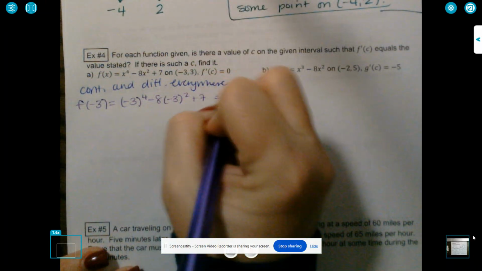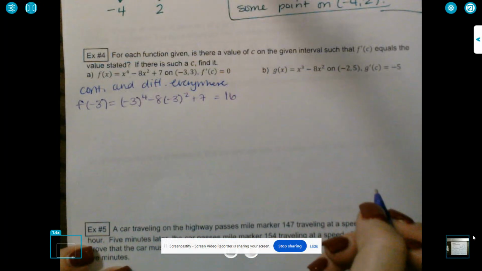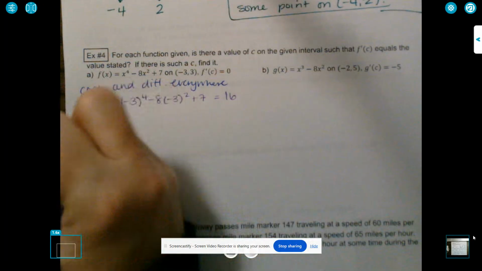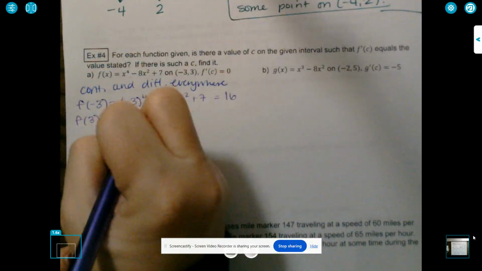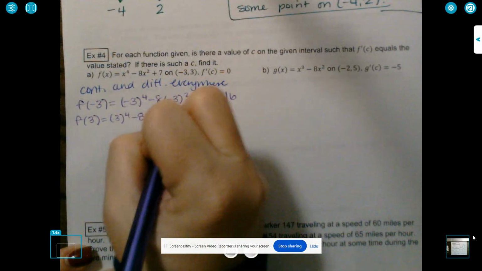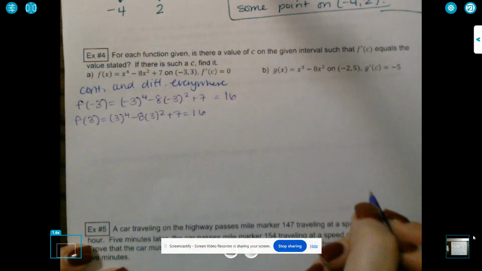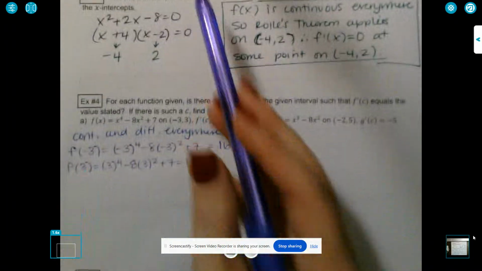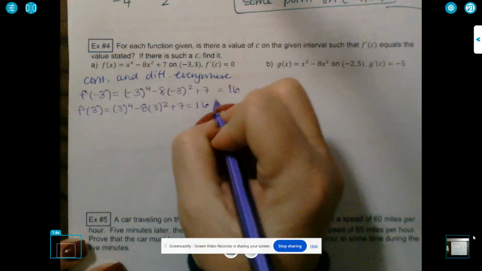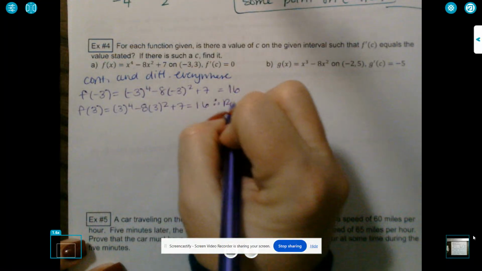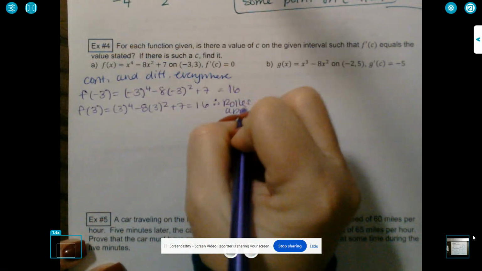And that's going to equal 16. And then we're going to check f of 3. And that is also going to equal 16. Okay, so the fact that they're the same, if you go back up here to Rolle's, okay, f of A equals f of B. So f of A equals f of B. Therefore, we do know that Rolle's applies.